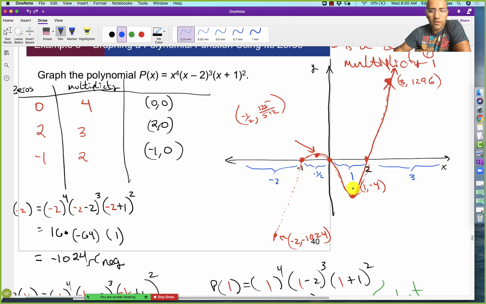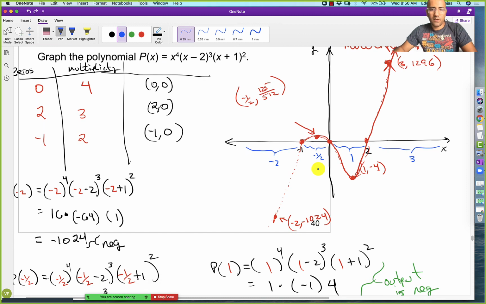But then how come we have a 1 here? 0, 2, and negative 1. 0, 2, and negative 1. Multiplicity at 0 is 4. Multiplicity at 2 is 3. Okay, so this one matches that it goes through. Multiplicity at negative 1 is also not supposed to go through. Did I mess up with the signs here?